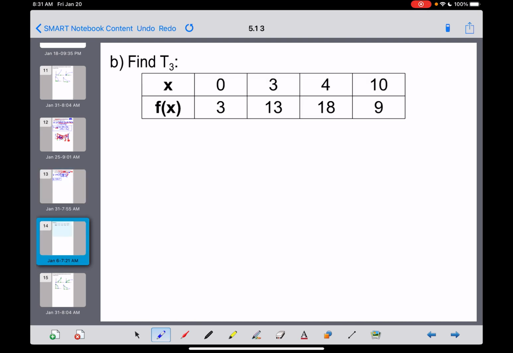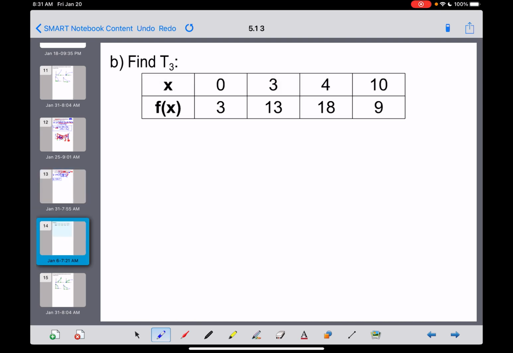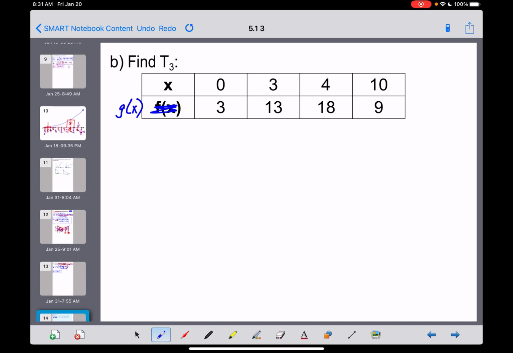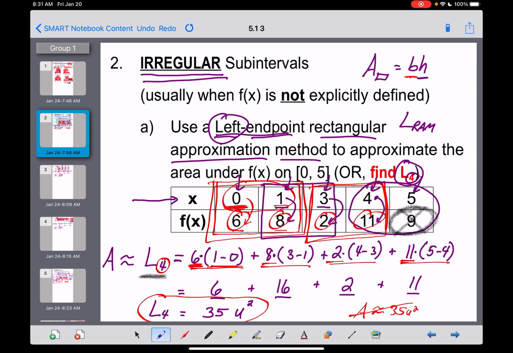All right, I did want to do one goofy example with you here as well. We're going to find T3 in this problem. Now, please note, everybody, we are not just doing the same trapezoidal approximation with f of x equal to x squared that we did right here. In this one, I've given you a whole new function. In fact, I should have been smart about that and called that maybe g of x or something different. But I actually wanted to go back to the very first thing we did in this section of notes right here, guys, when we were doing irregular subintervals.